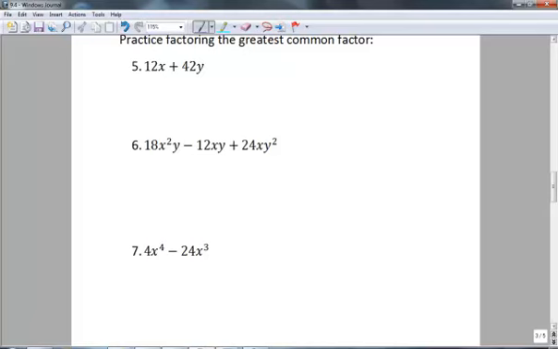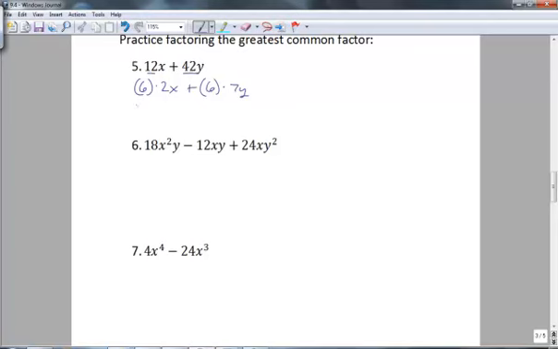Okay, number 5. I've got a 12 and a 42. We need to think, what number is the biggest number that goes into both 12 and 42? What's the common factor? So I know that 12 is 6 times 2. Is there a way to think of 42 as 6 times something? Well, sure, it's 6 times 7. So I'm going to rewrite this as 6 times 2x plus 6 times 7y. I haven't changed anything, I've just rewritten the form. I've attempted to factor the greatest common factor.